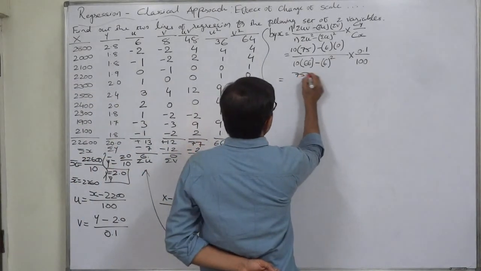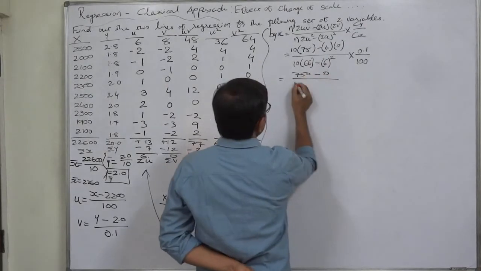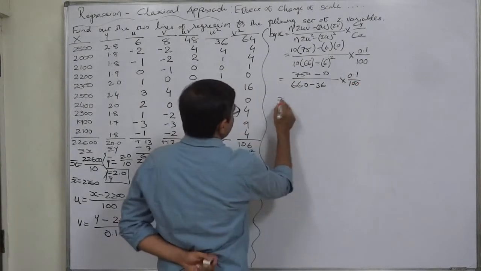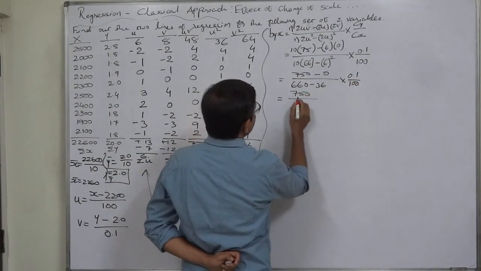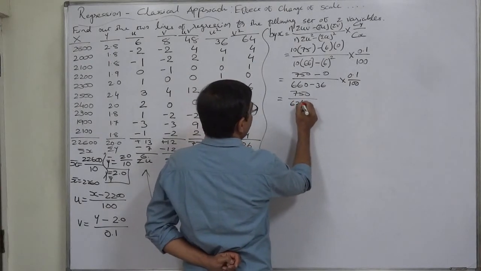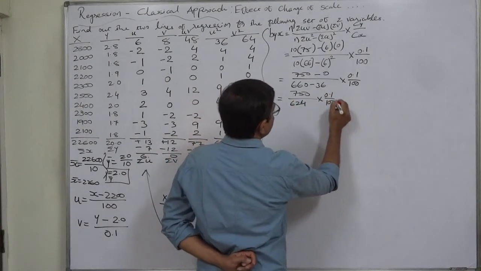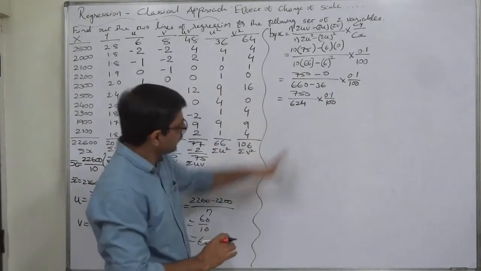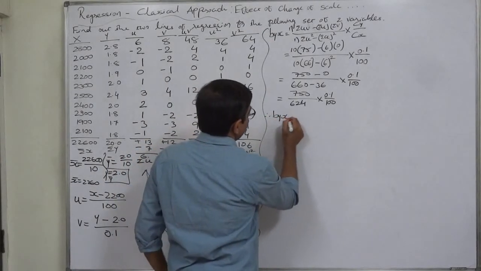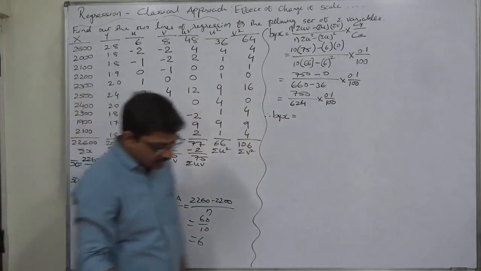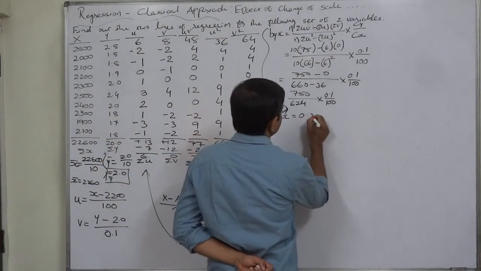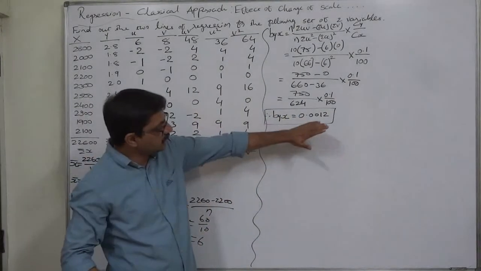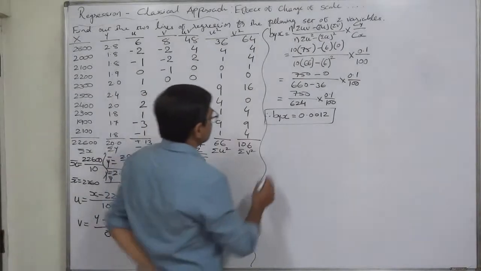It will be 750 minus 6 into 0, upon 660 minus 36, into 0.1 upon 100. So ultimately it is 750 upon 624 into 0.1 upon 100. I am not going to simplify this. Now use calculator. So ultimately byx will be, I have already used the calculator, it comes to 0.0012. This value can be so small.